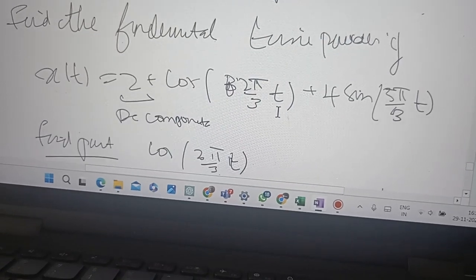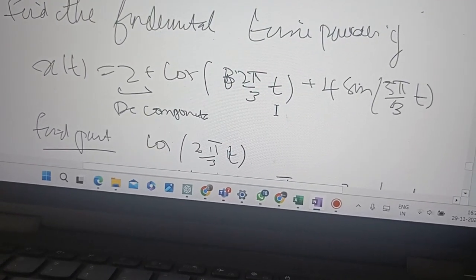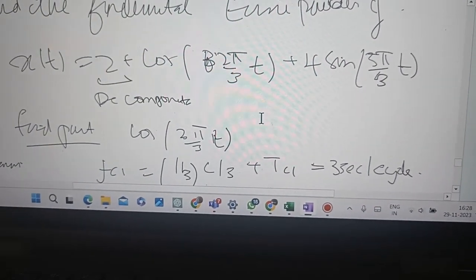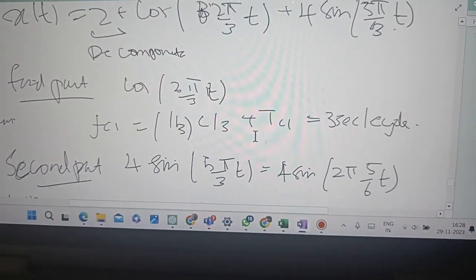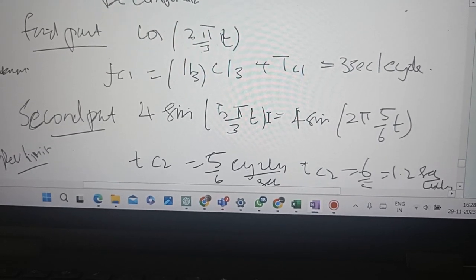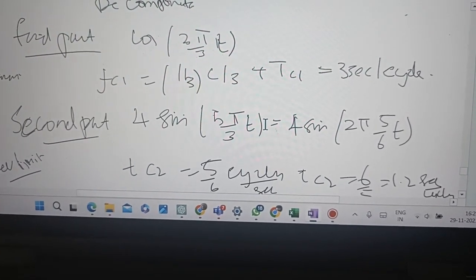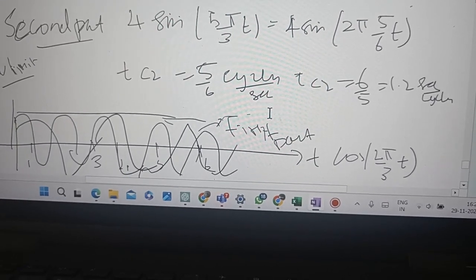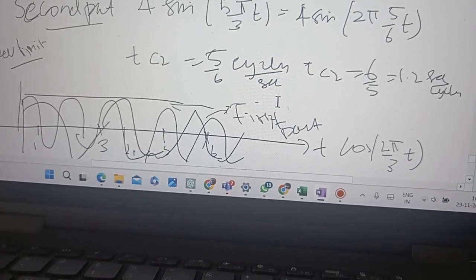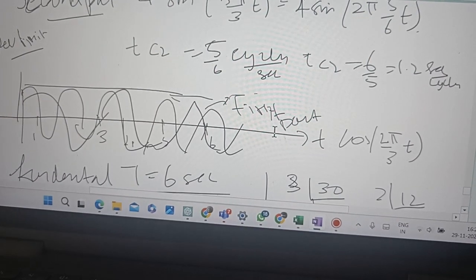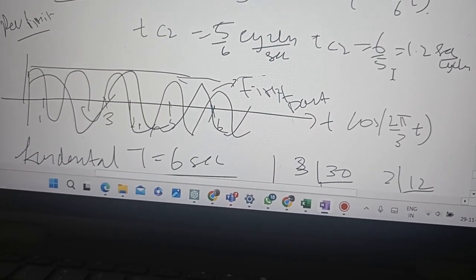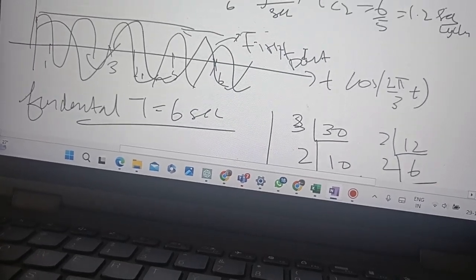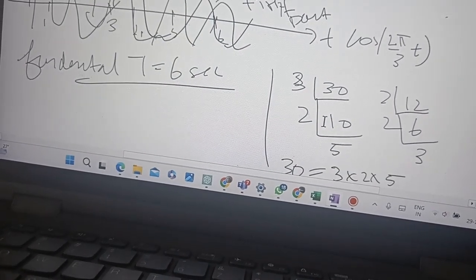Now find the fundamental time period of x(t) = 2 cos(2π t/3) + 4 sin(5π t/3). For the first term, f_c = 1/3 cycles per second. For 4 sin(5π t/3) = 4 sin(2π (5/6) t), 5/6 is the cycles per second, so the period is 6/5 seconds per cycle. The combined fundamental period is 6 seconds.